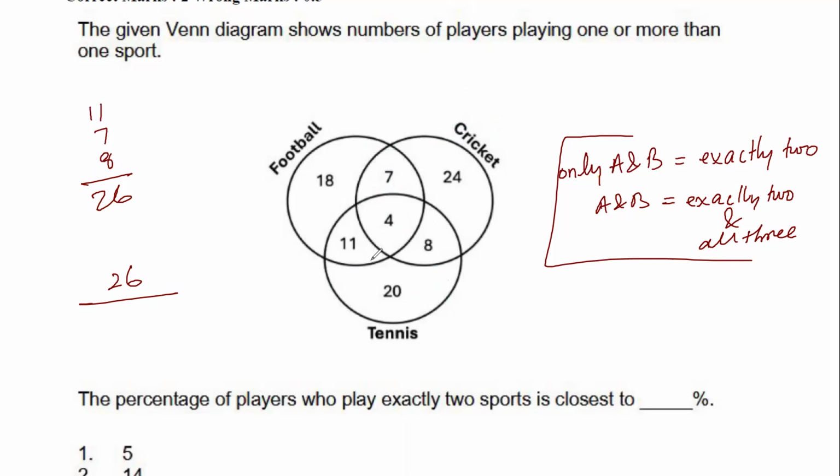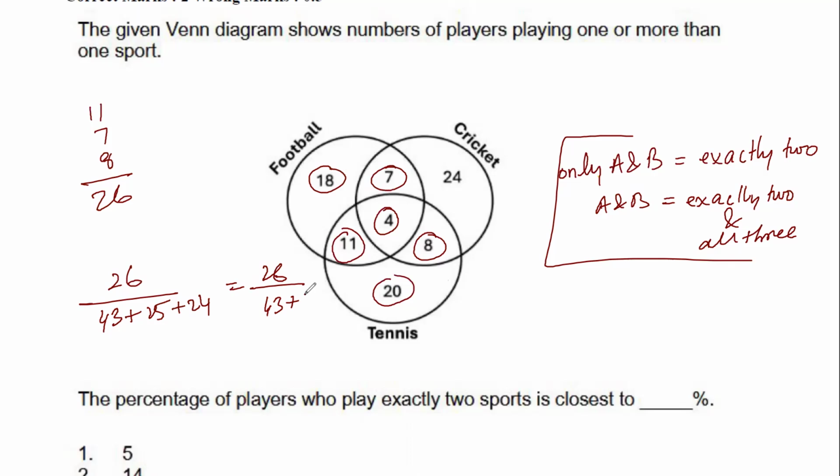So what we have is 20, 31, 35, 43 out here. And then 18 and 7, 25. And then finally 24. So we know it is 26 upon 43 plus 49. So that's 26 upon 92. Which of the following is closest as a percentage? So 26 upon 92 into 100 will give me my percentage.